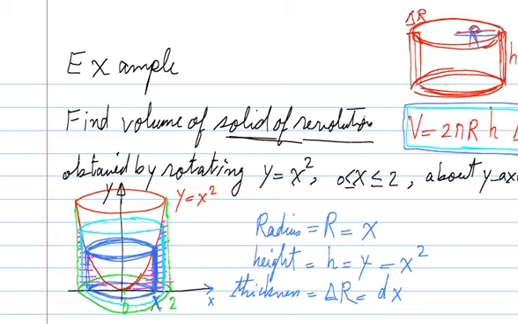So the volume is going to be 2 pi. Instead of r I have x. Instead of h I have x squared. Instead of delta r I have dx. Now this is going to be the element of volume for us.